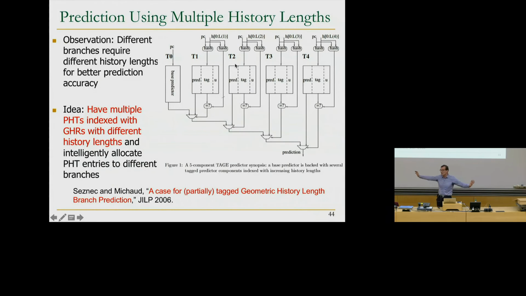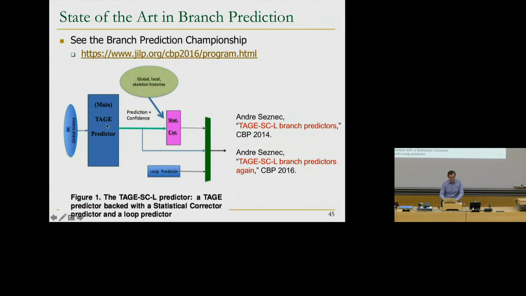You have these many, many tables. Some of them have very long histories, some of them have very short histories, so that you identify different branches. And you take the output of that. And that's not enough. On top of this, there's some global, local, and other types of histories that people build. You don't need to know about the details. And you input that into a statistical correlation engine that basically guesses whether this is good or this is good, and then selects one of those. Either picks this one or this one.